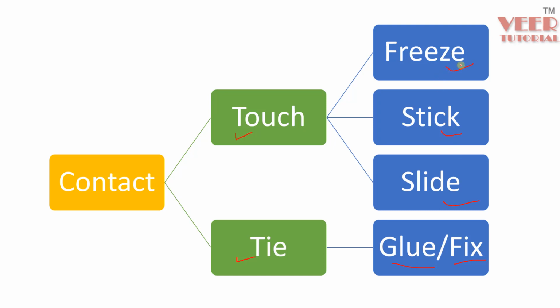Freeze is very similar to tie contact, but tie contact works on a penalty based algorithm. Stick means whenever two bodies are initially not in contact, but when they come in contact, they stick with each other. They do not separate. Then we apply the stick. Slide means two bodies can slide with respect to each other, but there is no friction. Then we use the slide contact.